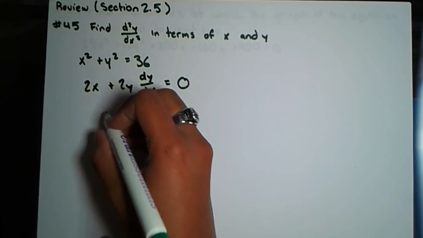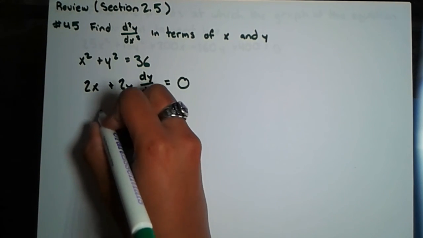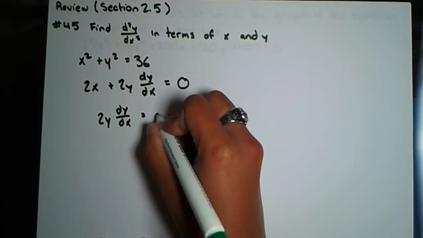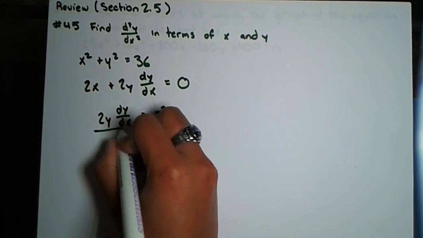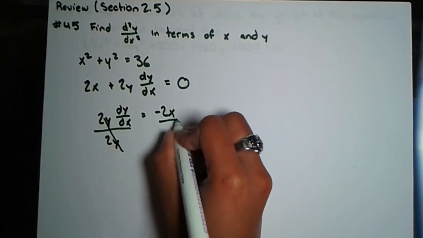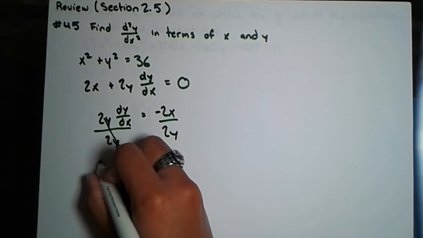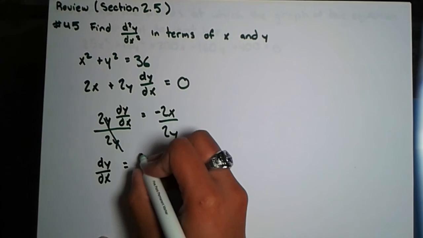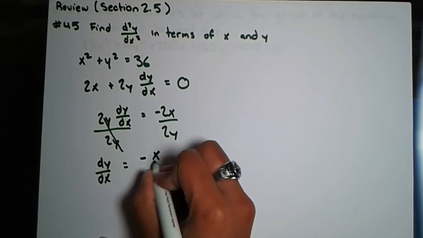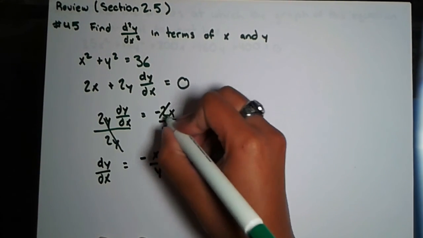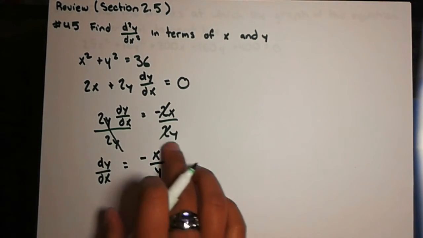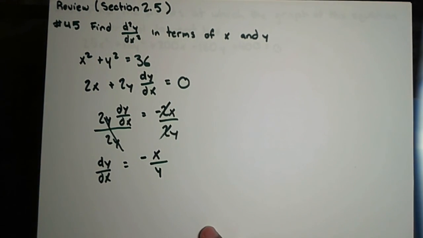Isolate your dy/dx, and you get 2y dy/dx equals -2x, divided by 2y, and dy/dx equals -x over y, because your 2's cancel out. So this is our first derivative.